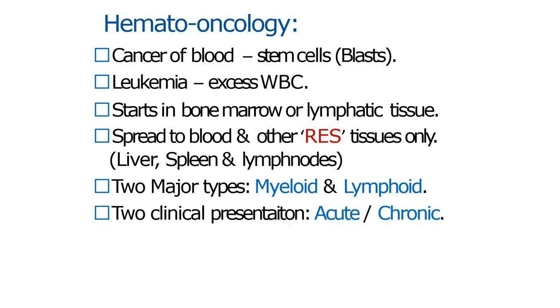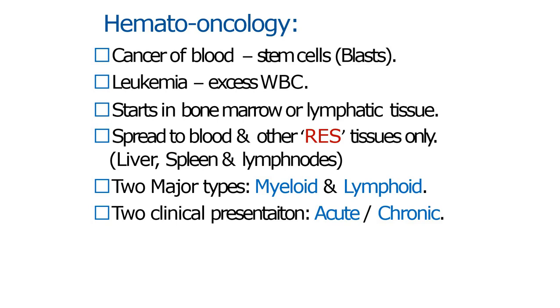So that finishes the non-neoplastic. We have seen the conditions in which counts are decreased, counts are increased, and what leukemoid reactions are. So basically everything non-neoplastic, or the non-malignant conditions. Now we are going to start with hemato-oncology, which means cancer of blood.